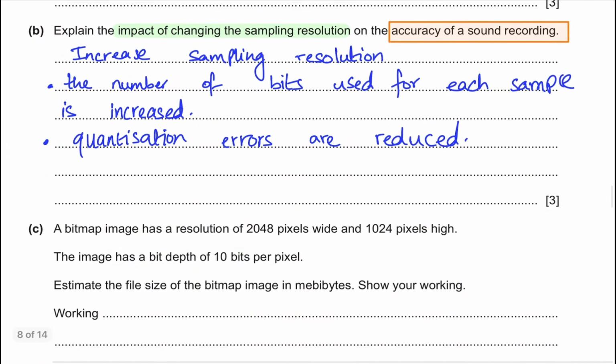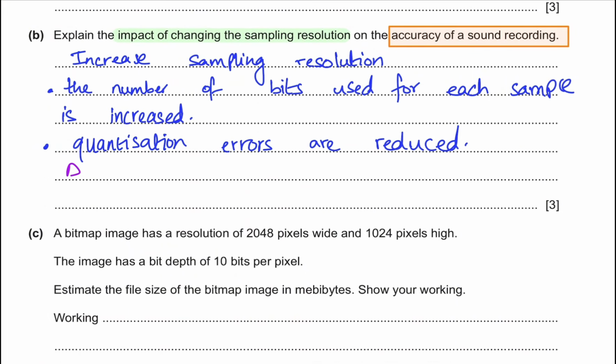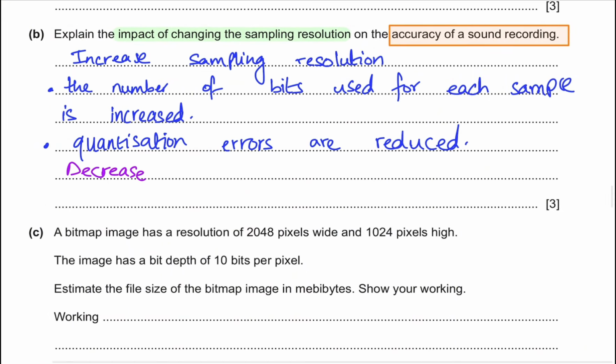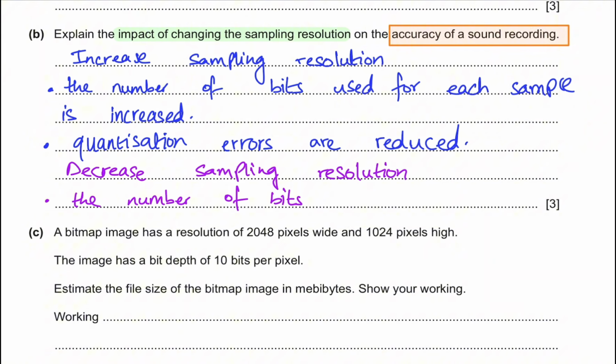Let's say if you decrease the sampling resolution, we spoke about increasing, now decrease, then the number of bits used for each sample is decreased.